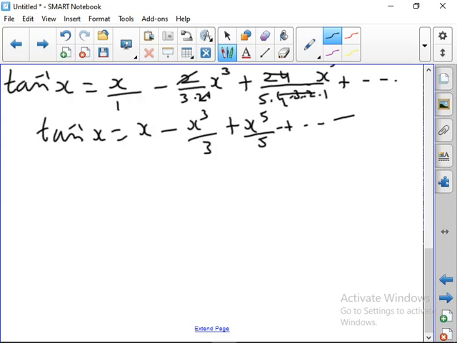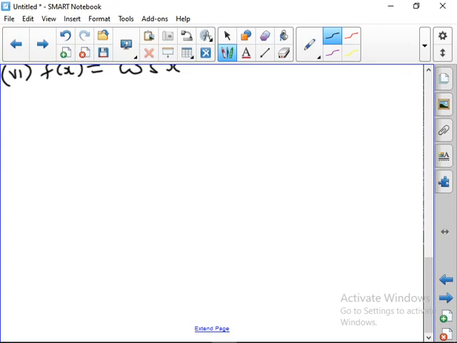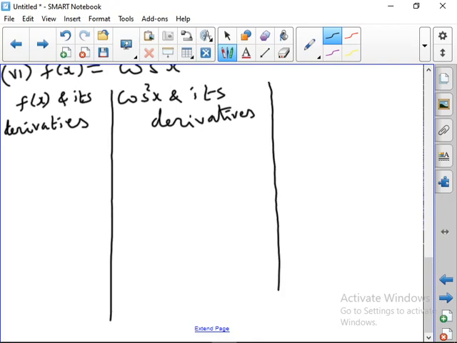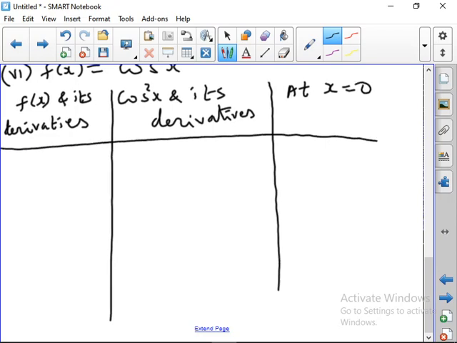Okay. Next we will see the next subdivision, that is the sixth one. f of x is equal to cos square x. So we will put the table. The first column is f of x and its derivatives, the second column is cos square x and its derivatives, and the third column is at x is equal to 0.